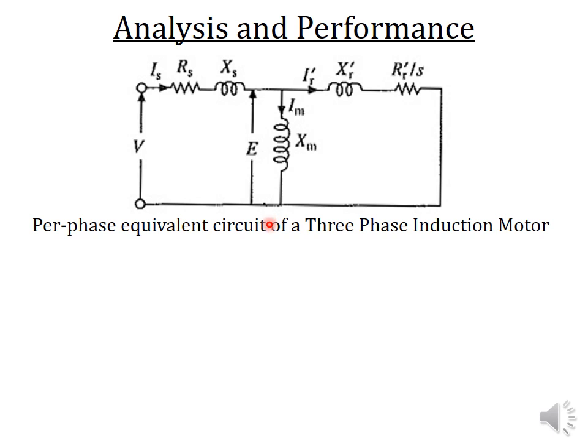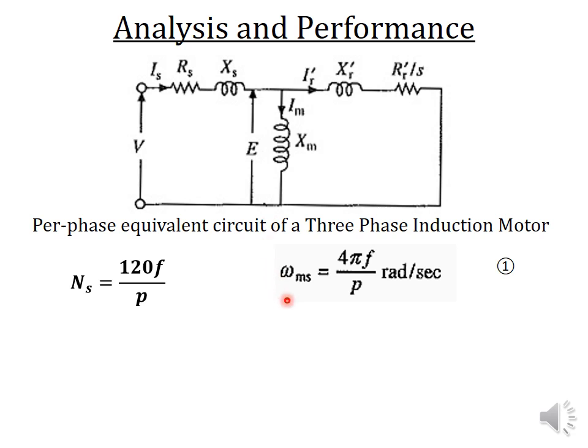Now we will write the basic equations of induction motor. First of all, we will write the equation for synchronous speed. That is, synchronous speed Ns is equal to 120 f by P. That means this is the speed at which the rotating magnetic field of the induction motor rotates. In order to represent the synchronous speed in radians per second, we have to convert it like this. That is, omega ms is equal to 4 pi f by P.